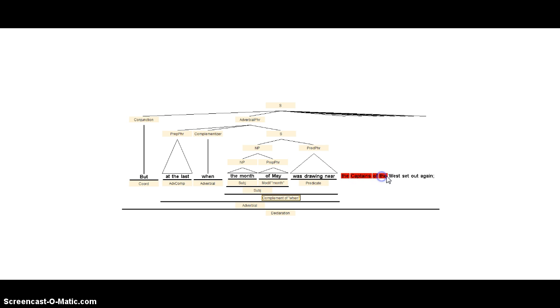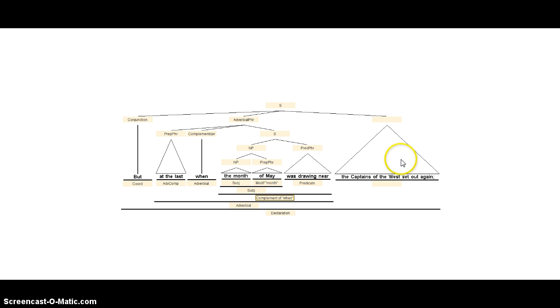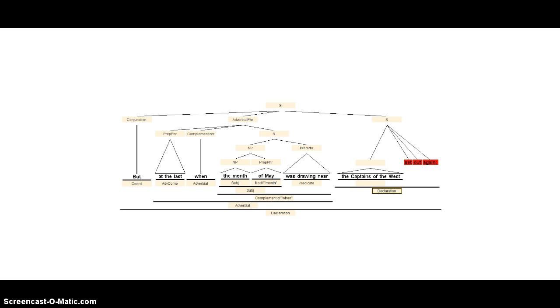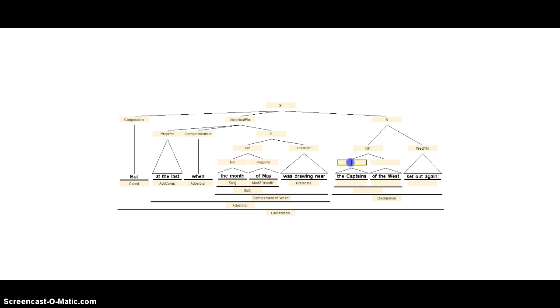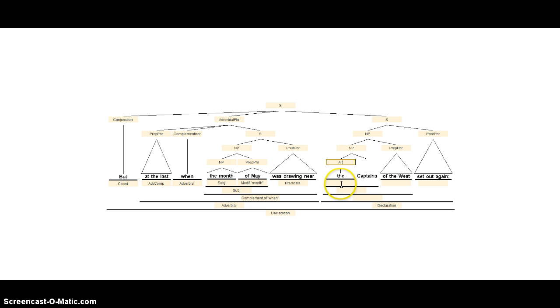The second half is our matrix or main clause. So we'll go ahead and start by diagramming that as a sentence. It is a declaration. And the noun phrase is the captains of the West. The predicate phrase is set out again. Now just to show you how to further split these down, I can break this into 2 different parts. The noun phrase and another prepositional phrase.